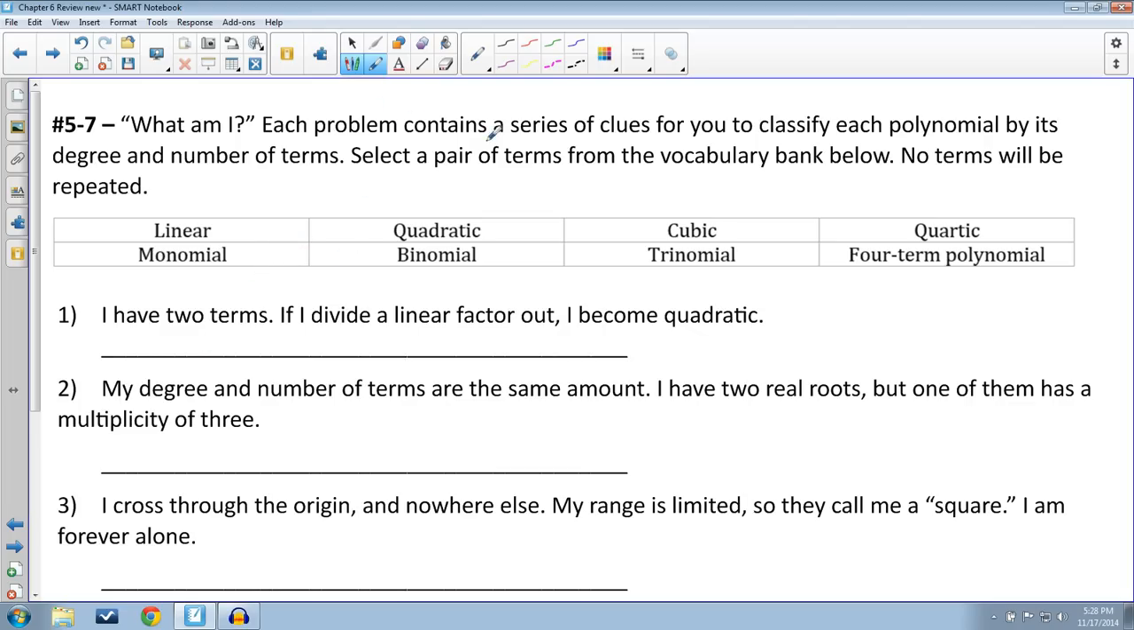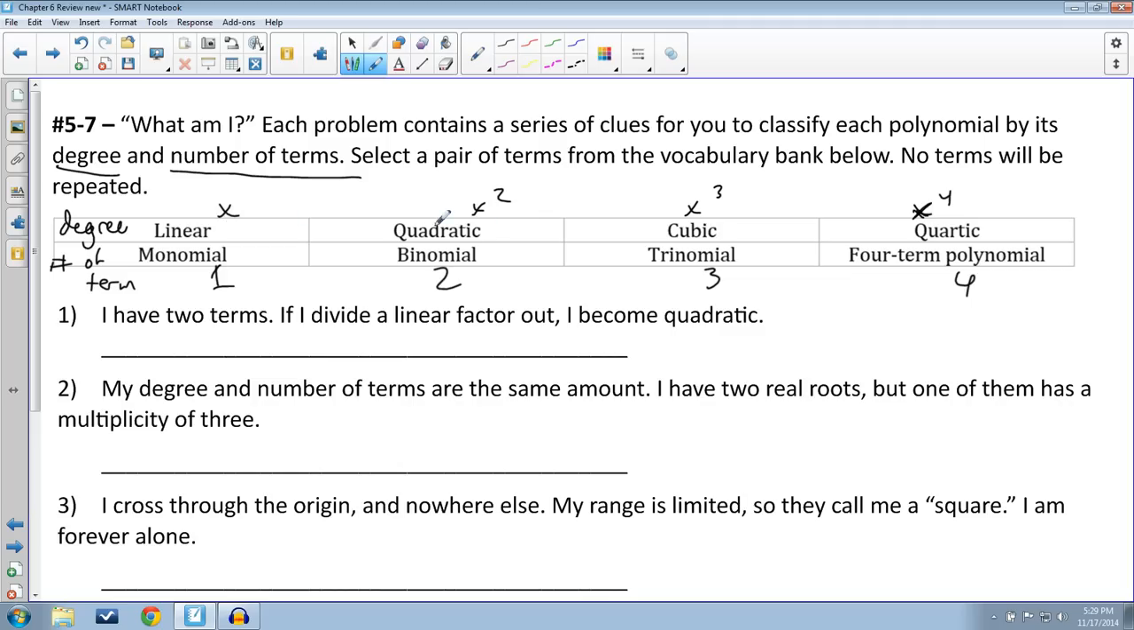Okay, each problem contains a series of clues for you to classify each polynomial by its degree and number of terms. So these guys represent the degree. Either it's a linear, quadratic, cubic, or quartic, meaning x, x squared, x cubed, or x to the fourth. These are number of terms. Monomial is one term, binomial 2, trinomial 3, four-term polynomial, hey, 4. Enough said. Couple other things that you can probably keep in mind as you do this.